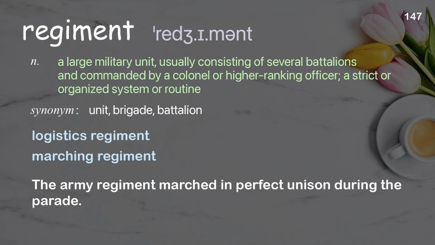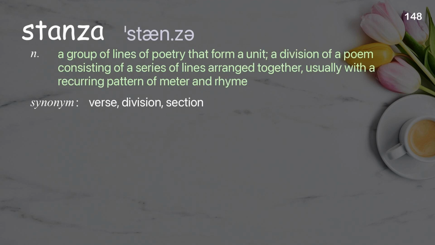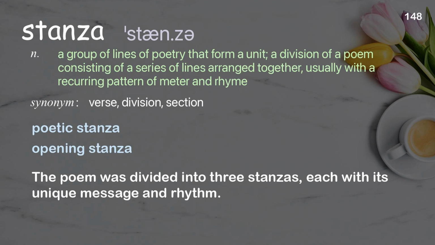Stanza. A group of lines of poetry that form a unit, a division of a poem consisting of a series of lines arranged together, usually with a recurring pattern of meter and rhyme. Examples: Poetic stanza, opening stanza. The poem was divided into 3 stanzas, each with its unique message and rhythm.